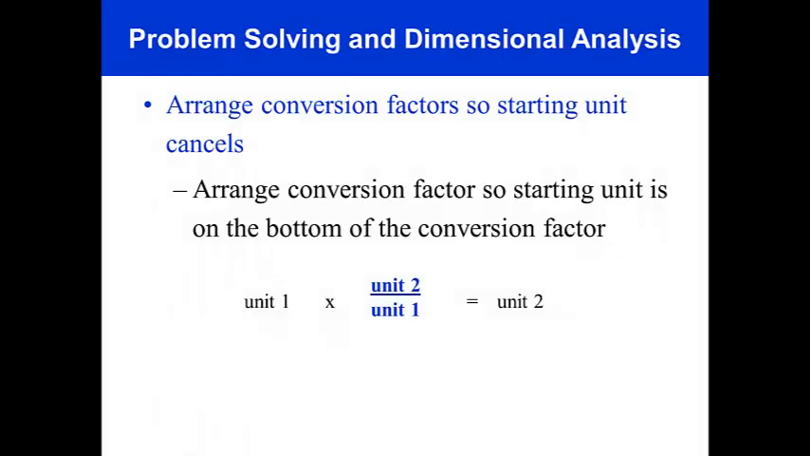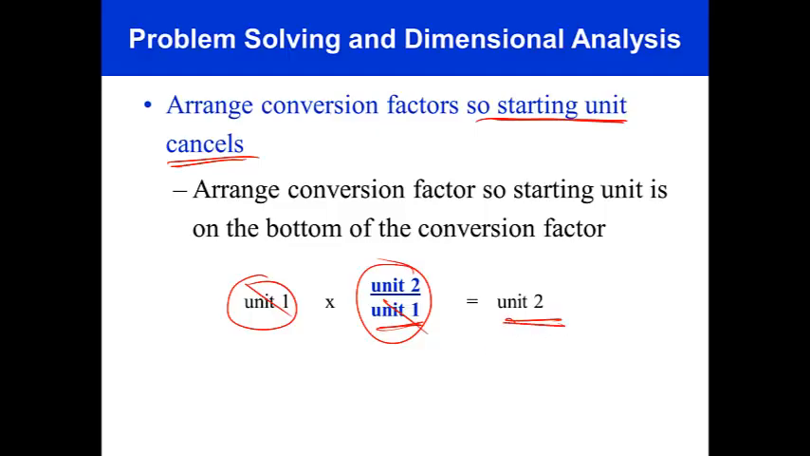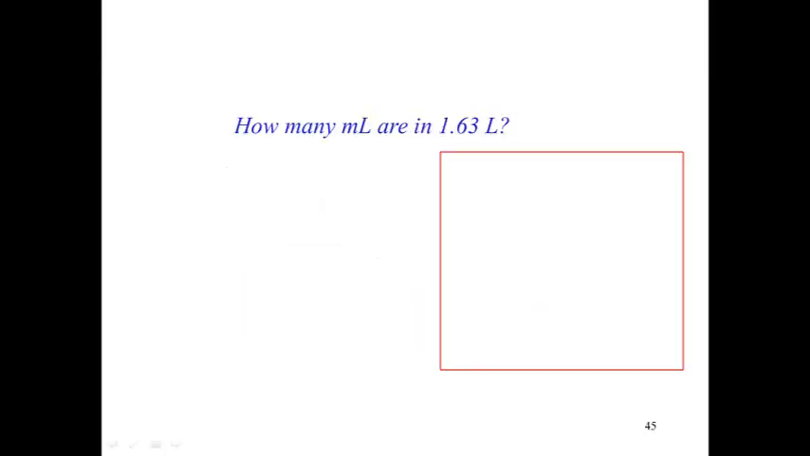So you arrange conversion factors so that the starting unit cancels. So you would start with unit 1 times unit 2 divided by unit 1 of your conversion factor. When the unit 1 gets cancelled, it ends with unit 2. Let's start with an example. How many milliliters are there in 1.63 liters? So remember the definition.